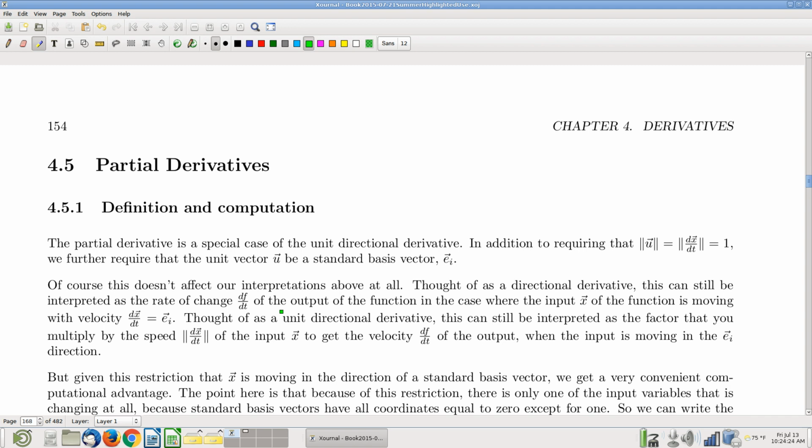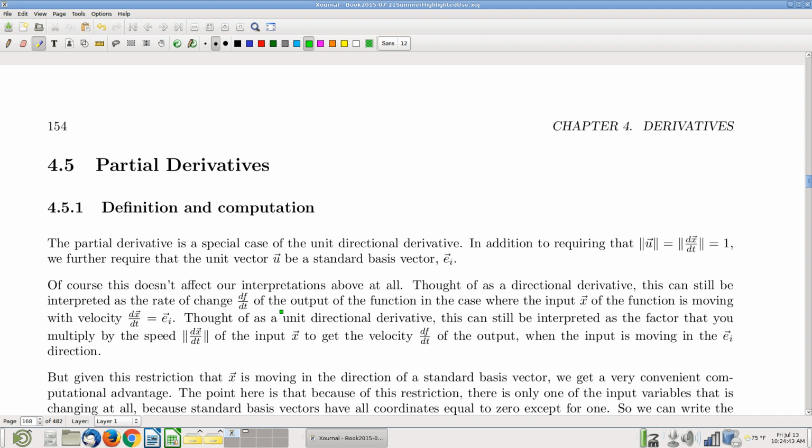The more narrow your application of an idea, the more tools you have to work with and the more results you can prove. So the less you talk about, the more you can say about it. Right? Okay. All right. So a partial derivative is, we're just going to narrow our consideration even more.